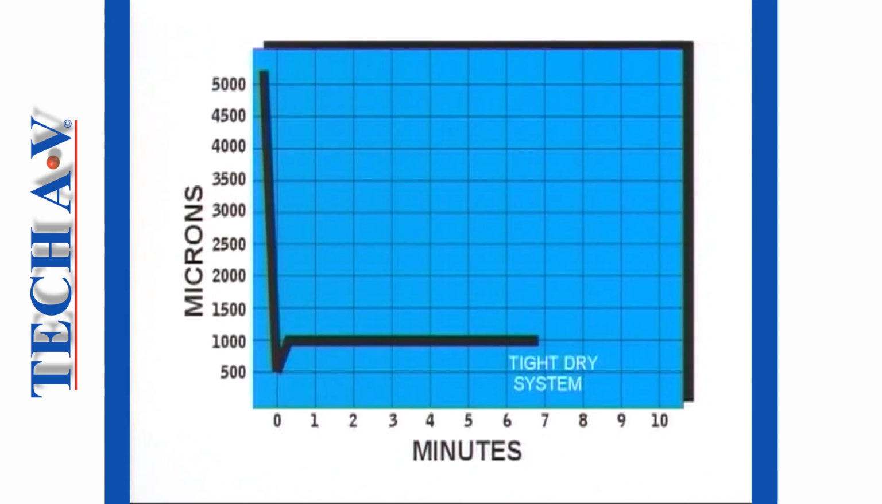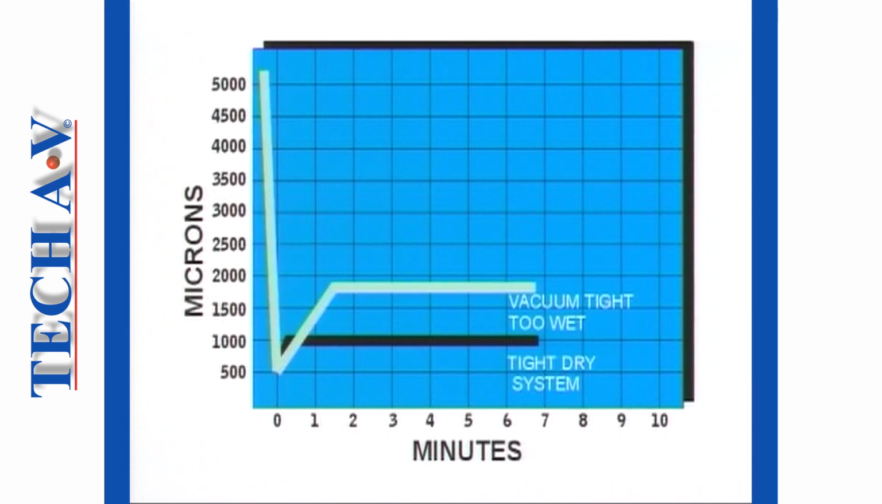In graphical form, if the pressure rises in the first half minute to below 1,000 microns and remains steady for several minutes, then our system is tight and dry, which is our aim. If, however, the pressure climbs to around 2,000 microns over a minute or two, then remains steady, the system is tight but contains moisture. This is not acceptable. We shall need to evacuate further.